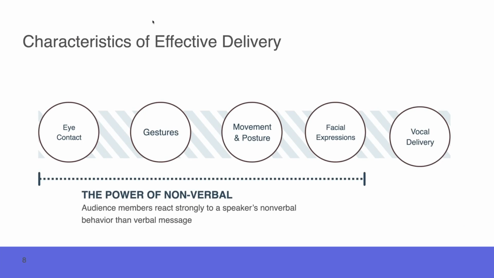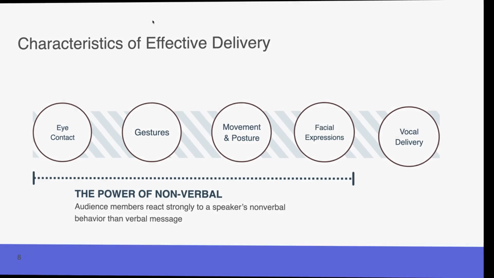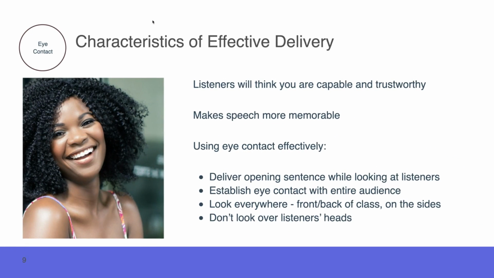All right. So what are the different characteristics of a good delivery? Of course, out of the 5, 4 of them are nonverbal. Your nonverbal speaks louder than the verbal message. All right. So we're talking about eye contact, gestures, movement and posture, facial expression. These are all nonverbal. We'll get into it a little bit more. And then there's the vocal delivery, which is the actual delivery of the message through voice. So let's talk about those 5.